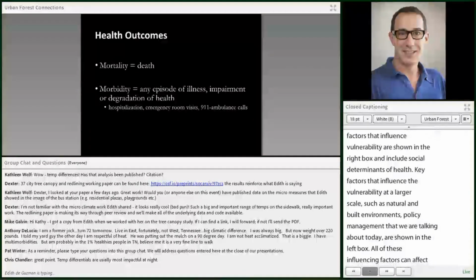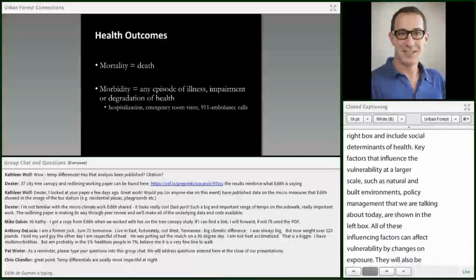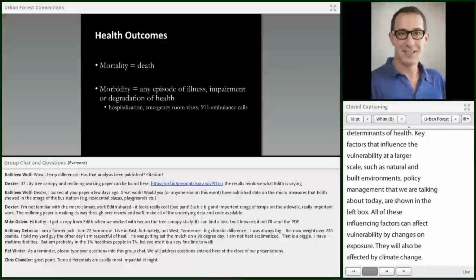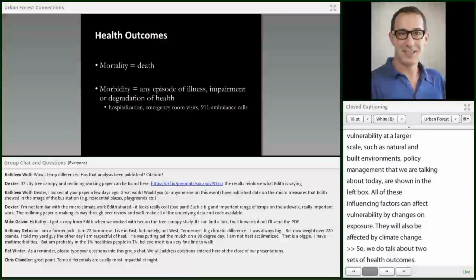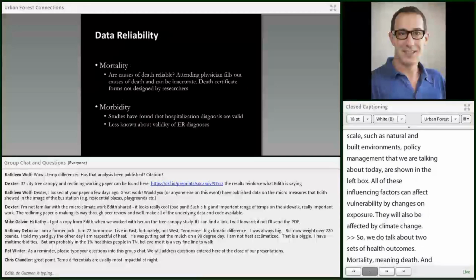So we do talk about two sets of outcomes in health outcomes, mortality meaning death, and morbidity meaning any episode of illness or degradation of health, which is usually metricized by hospitalizations, emergency room visits, or 911 calls.